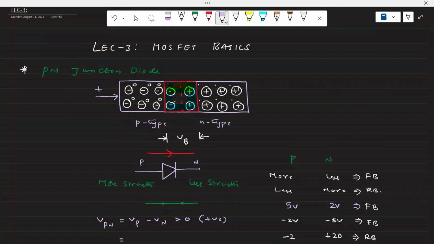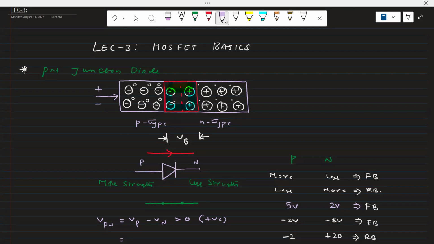So if it is plus, the holes will be moved towards the N side. The minus, if you write here, for example, if you take the lower potential, then holes will be attracted towards this left hand side.